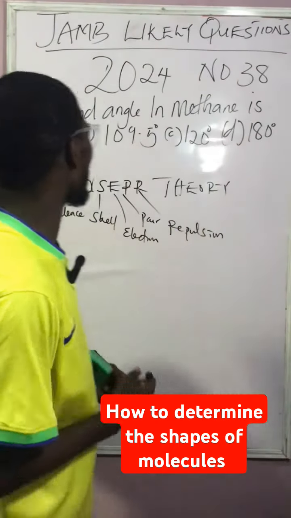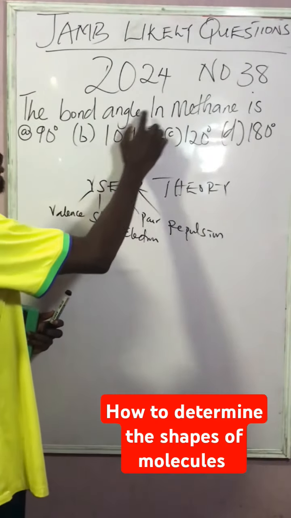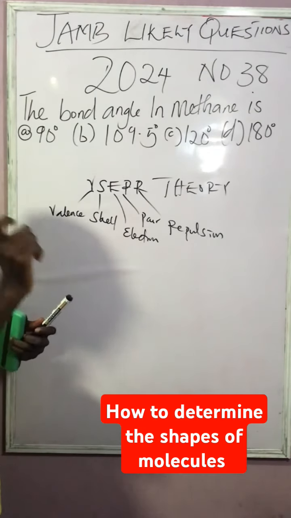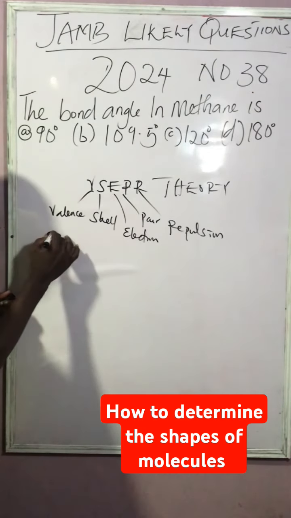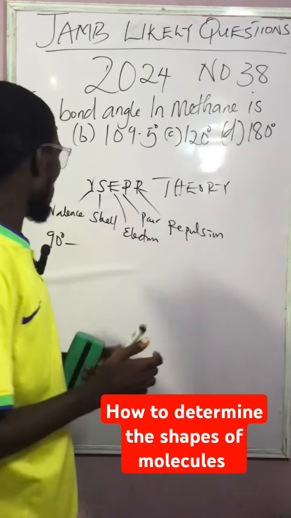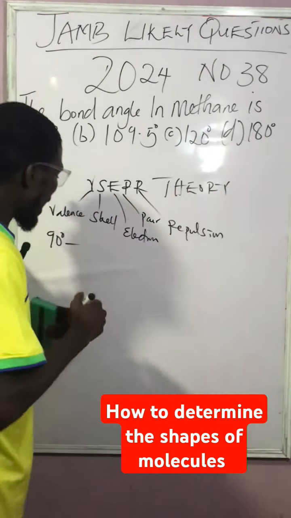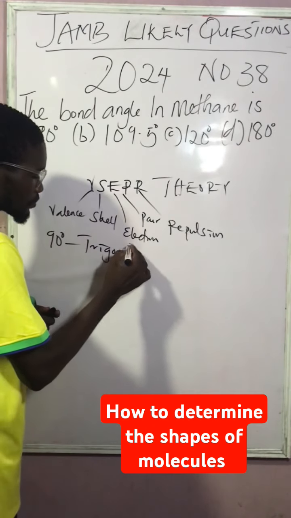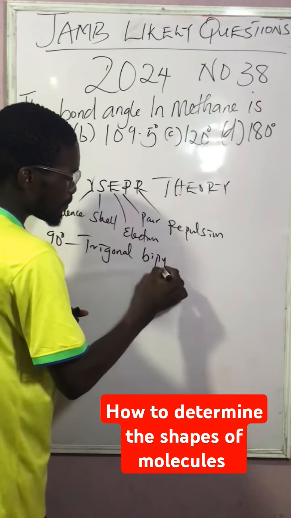Exactly. So quickly come back to this now. They said the bond angle in methane is what? 90 degrees. Mind you, as a student, if you have 90 degrees, a good example of this 90 degrees, don't forget, before we move on, we call this a trigonal bipyramidal.